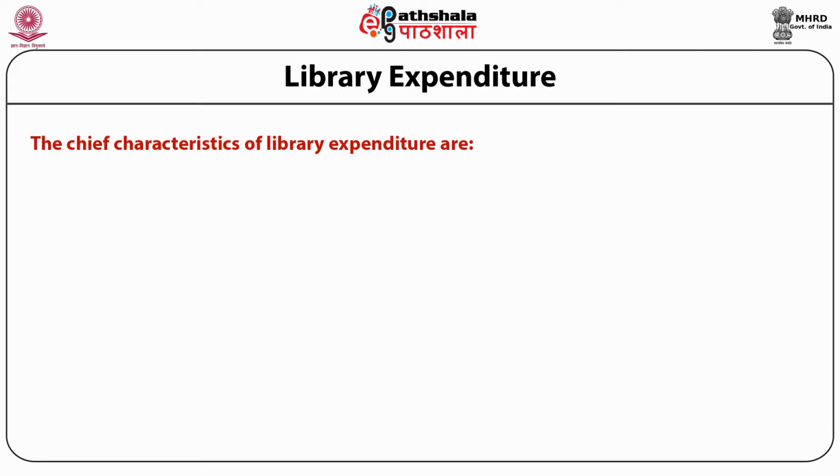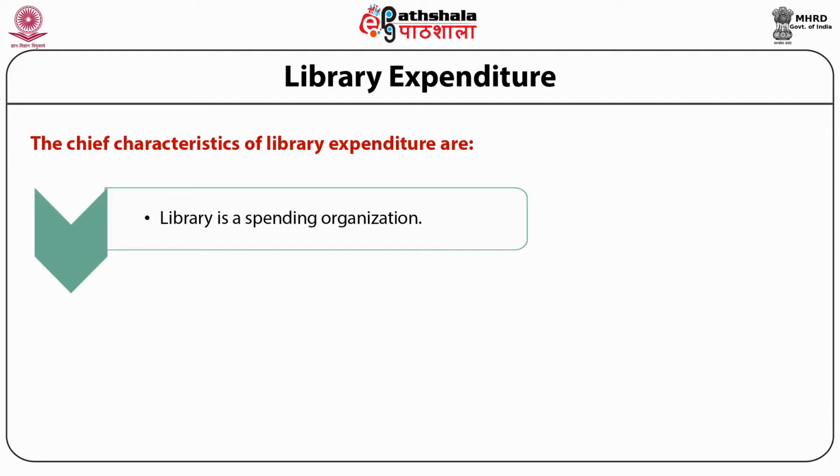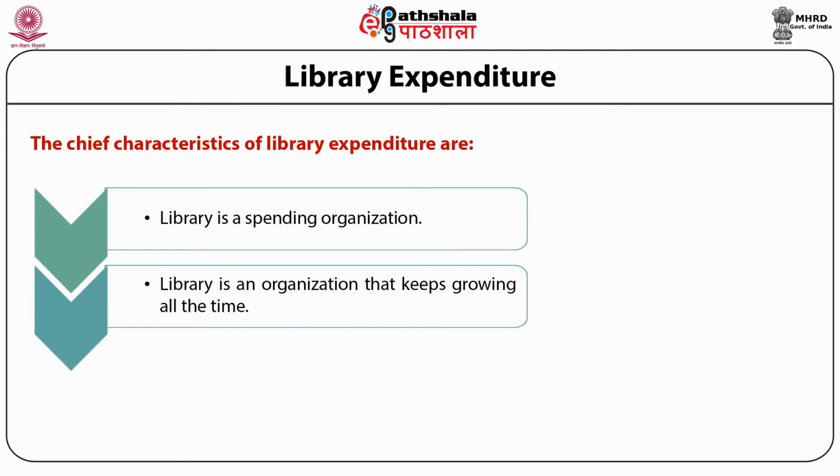The chief characteristics of library expenditure are: firstly, library is a spending organization. Because library is a spending organization, there is no question of earning money for itself. So all the time we have to see that only expenditure has to be carried out. Secondly, library is an organization that keeps growing all the time. Because new material is being added, services undergo revision to keep pace with the modern times. So this necessitates that the library, being a growing organization, has to grow all the time.